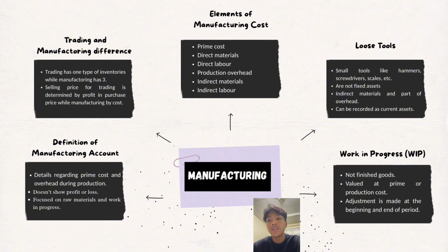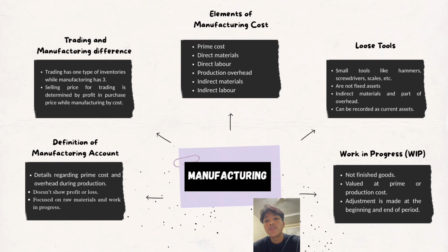The next one is trading and manufacturing differences. Trading has one type of inventories while manufacturing has three. And the selling price for trading is determined by profit on purchase price while manufacturing is by cost. Moreover, we have elements of manufacturing cost, that is prime cost, direct materials, direct labor, production overhead, indirect materials and indirect labor.